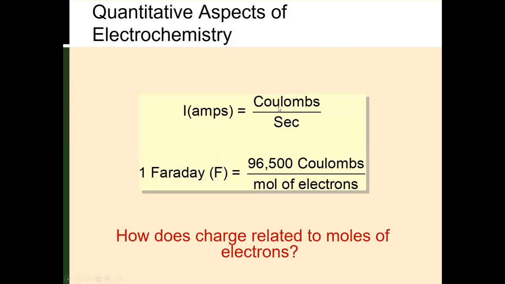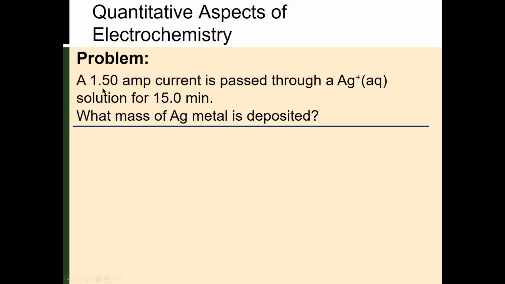Okay, so amps are coulombs per second. A Faraday is 96,500 coulombs per mole of electrons. Remember, Faraday's constant had two different sets of units that we're using. For this calculation, we'll want to use coulombs per mole. Okay, so if I had a 1.5 amp current pass through a silver solution for 15 minutes, how much silver metal can I get out of it? Well, let's take a look.